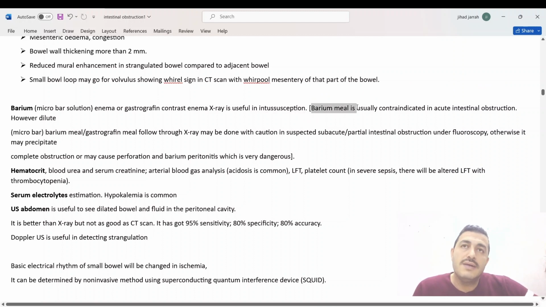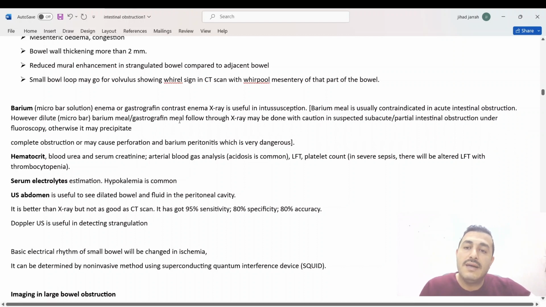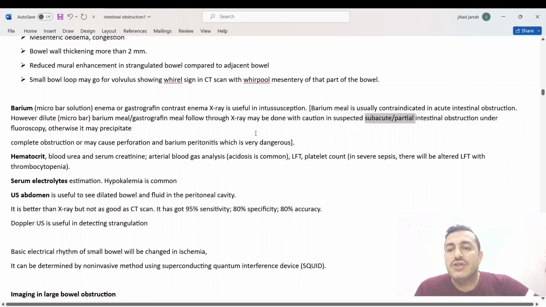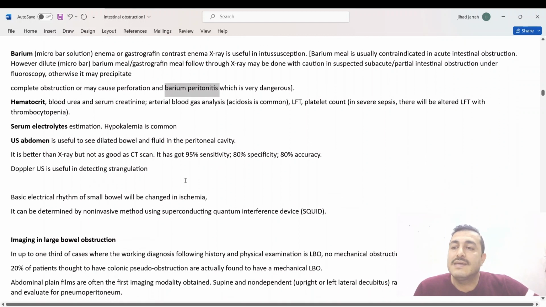Here, barium meal, when we take barium orally, is contraindicated in acute intestinal obstruction. However, diluted barium, actually, or a gastrografin meal follow-through can be taken with caution. The suspicion should be either subacute or partial obstruction. If we have complete obstruction, it's not preferred as this may lead to barium peritonitis.